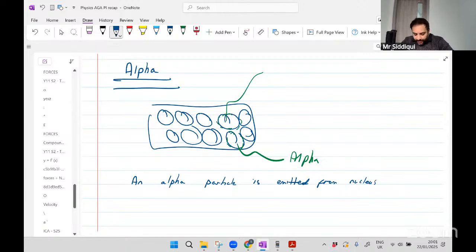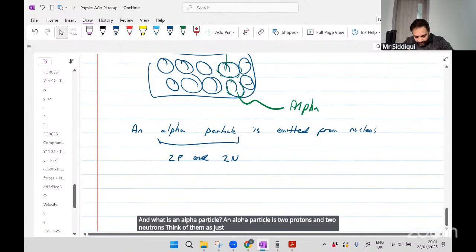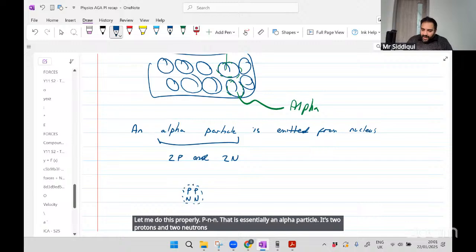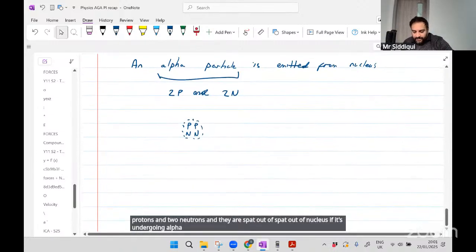And what is an alpha particle? An alpha particle is two protons and two neutrons. Think of them as just being stuck together like in a ball. Let me do this properly. P, P, N, N, right? That is essentially an alpha particle. It's two protons and two neutrons, and they are spat out of the nucleus if it's undergoing alpha radiation.